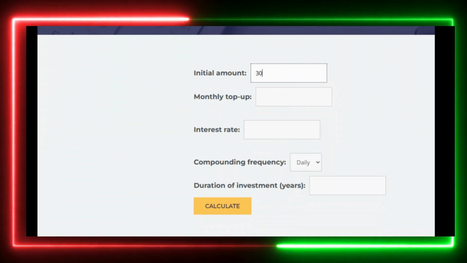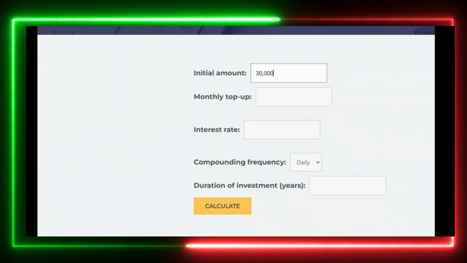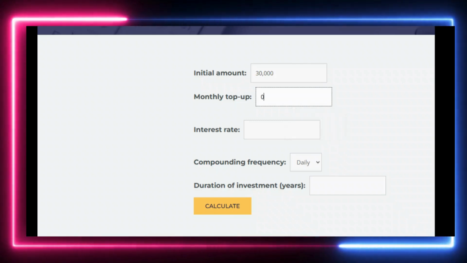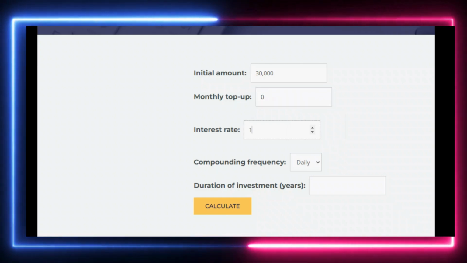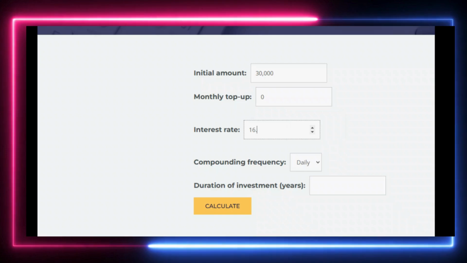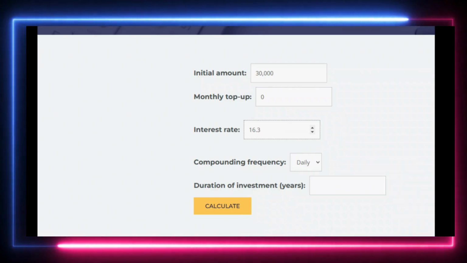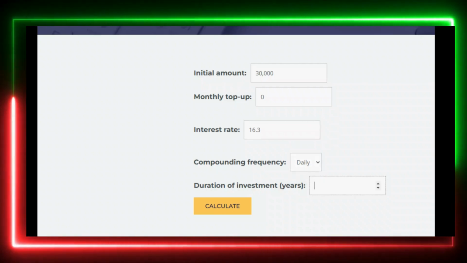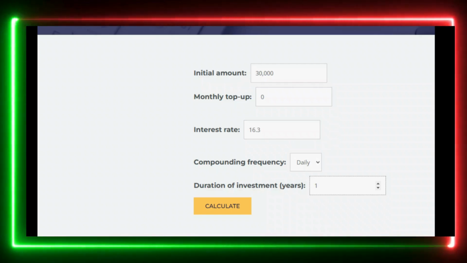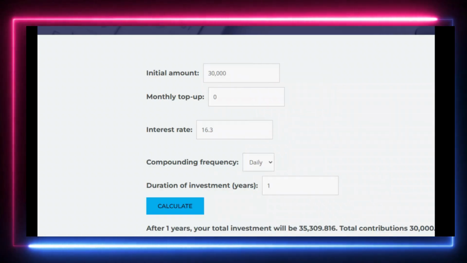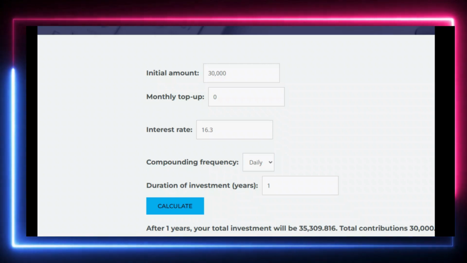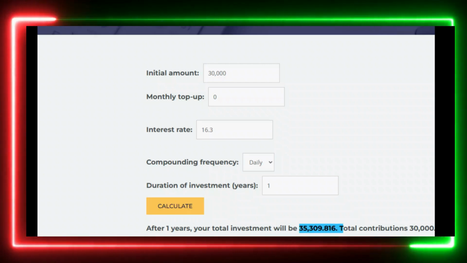Then we're assuming that you're not topping up anything in your account, but if you're topping up at the end of every month, you can key in the numbers. And then we have the interest rate at 16.3% per annum. You can adjust this to the interest rate in the money market fund account that you want to start investing in. And then you can see that they do compounding frequency as daily, and that is the only option that they have. And then duration of investment is in years. So we put 1 year, and then you just hit calculate, and it's going to give you the amount of money that you'll be earning in that particular account.